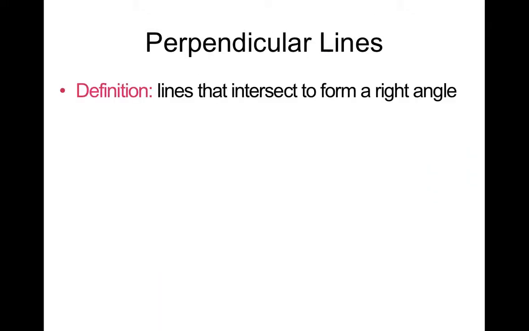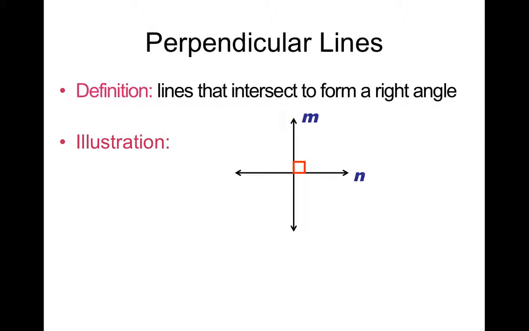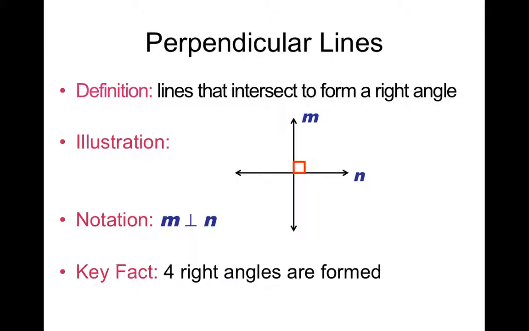Perpendicular lines are lines that intersect to form a right angle. There's an example of it, and there's the notation we use. Line M is perpendicular to line N. And whenever we have two lines that are perpendicular, four right angles are formed.